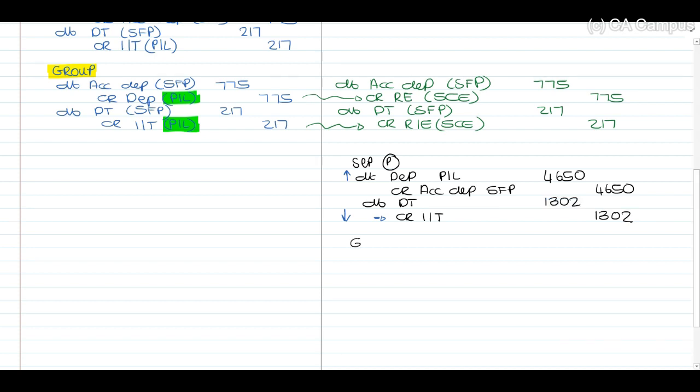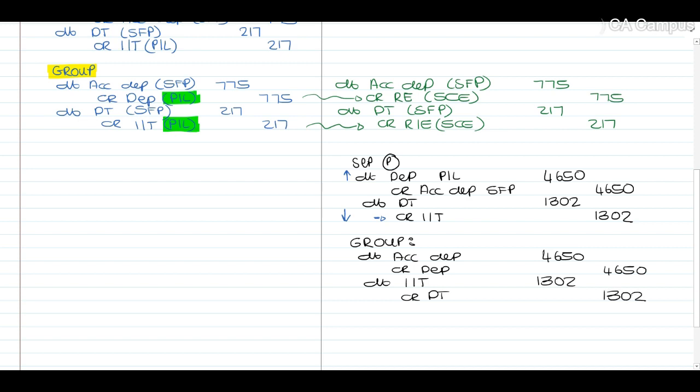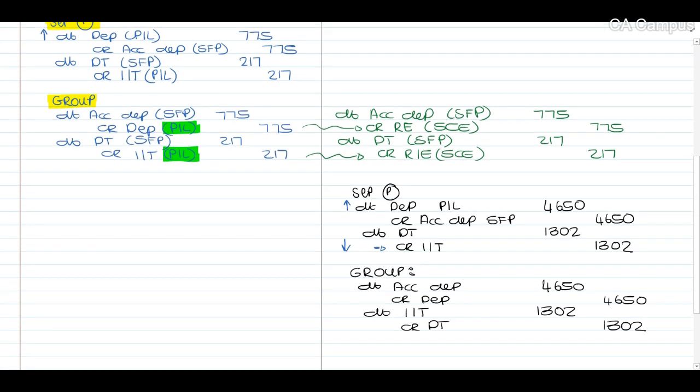Now, in our group, we need to reverse this journal entry. Therefore, we will debit our accumulated depreciation in our statement of financial position. We will credit our depreciation in our profit and loss with a 4650, and we will reverse our tax journal, debit our income tax, and credit our deferred tax, 1302. Okay guys, so that is our pro forma journal entries.